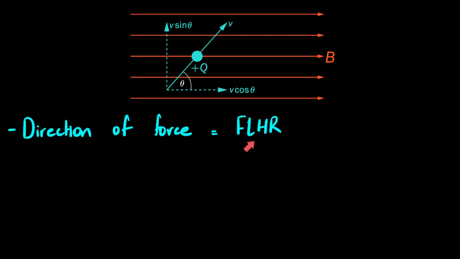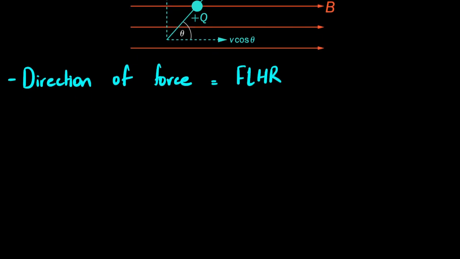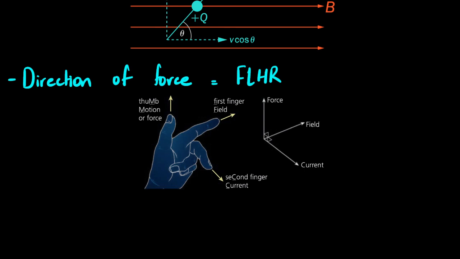So again, thumb points in the direction of the force, first finger points in the direction of the field, and the second finger points in the direction of the current. The only thing you need to be careful about here is that when we use Fleming's left hand rule, what we call the current is basically the direction of the conventional current. Conventional current is taken to be the flow of positive charge. So if we take a negatively charged particle, then the second finger must be pointing in the opposite direction to how the charge is moving.